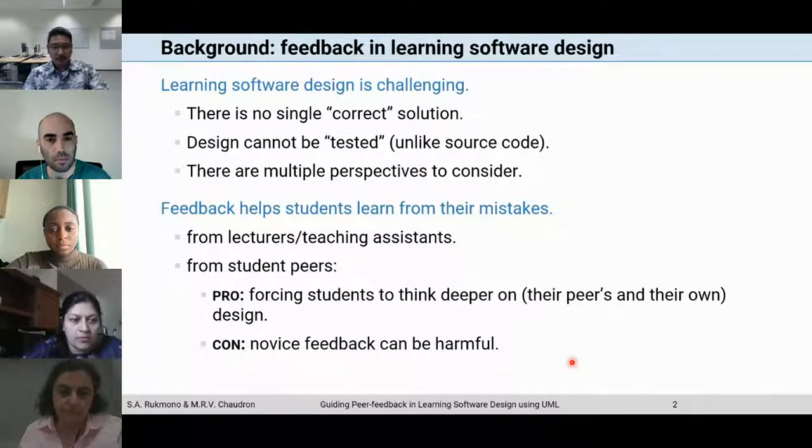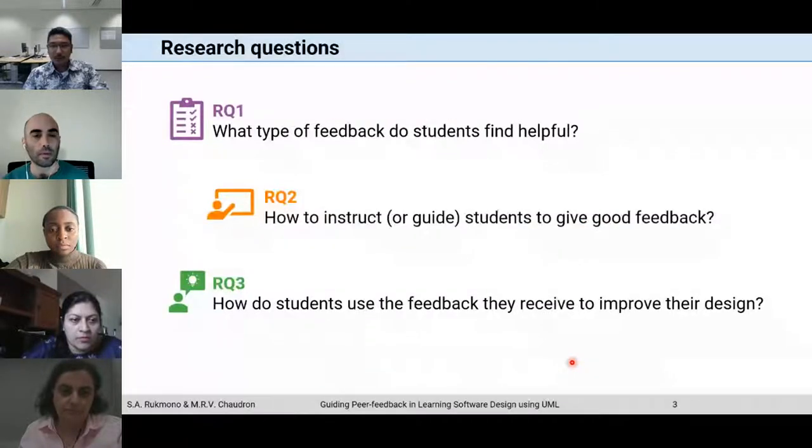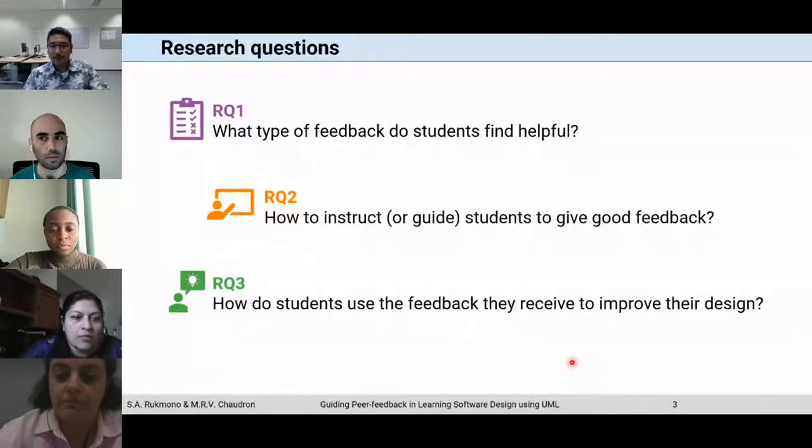So to learn about this, we formulated these three research questions. The first one is, what type of feedback do students find helpful? The second one, how to instruct or guide students to give good feedback? And the third one, how do students use the feedback they receive to improve their design?